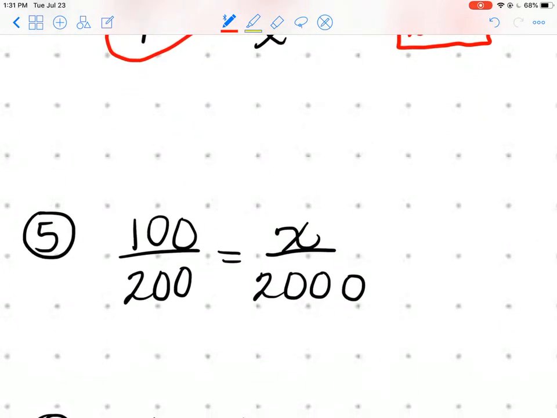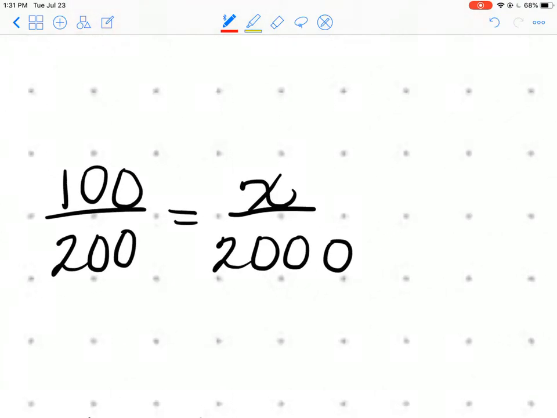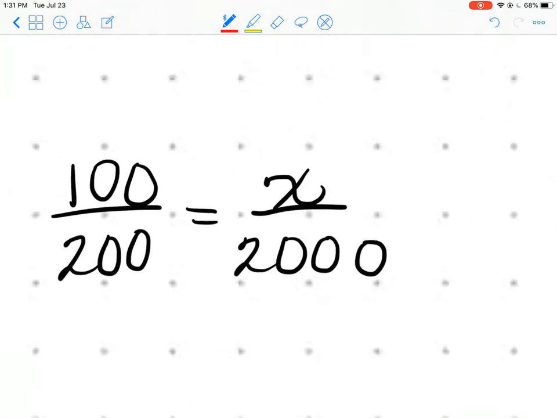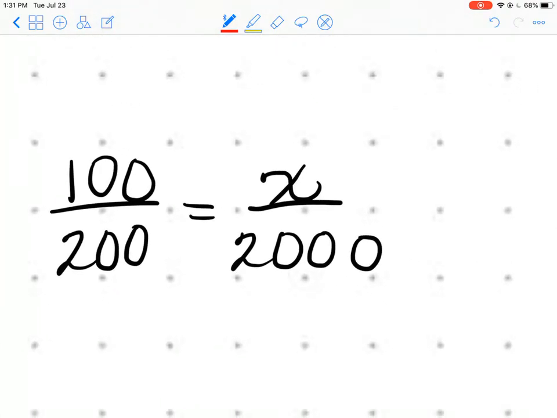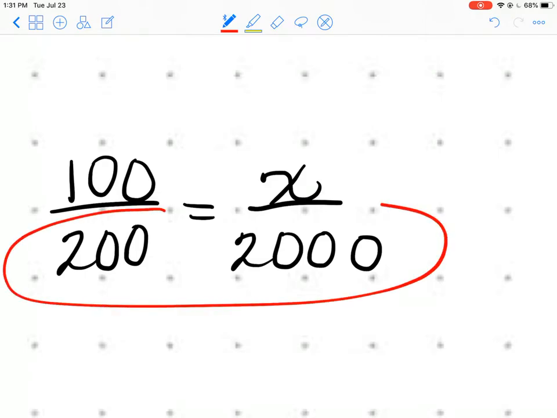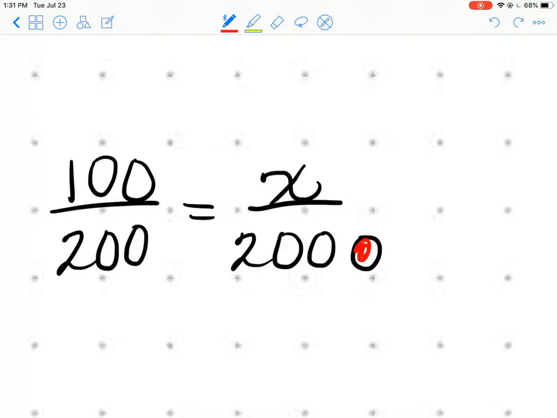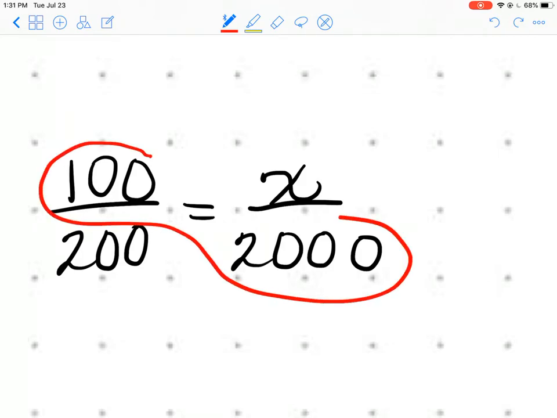Okay, number 5. Now you might be able to look at this one and figure it out. If you notice right there, all I've done is add a 0. This fellow right here got added on. So you might be able to guess the top number, but I'm not a big fan of guessing. I would rather know for sure. So we're going to multiply.